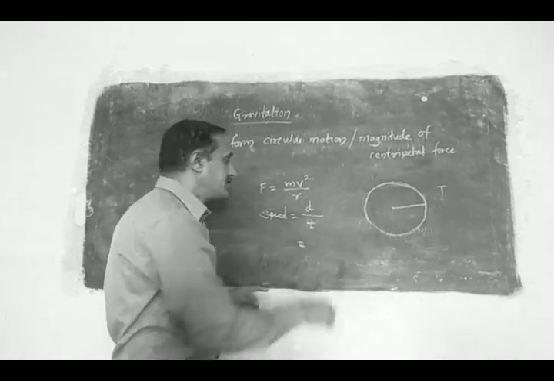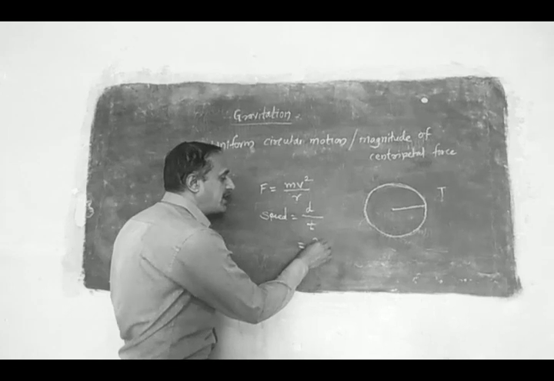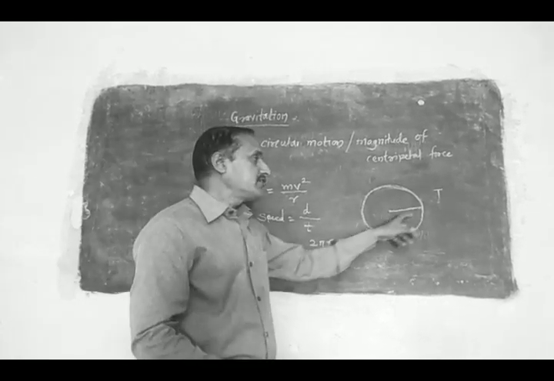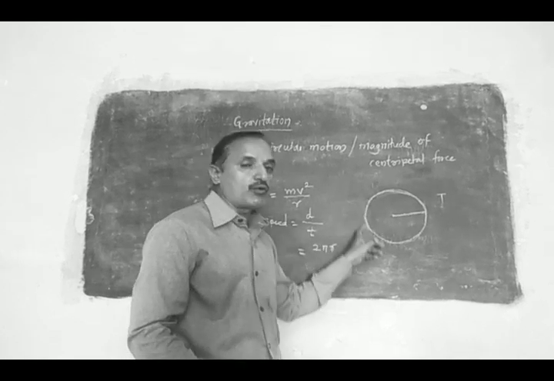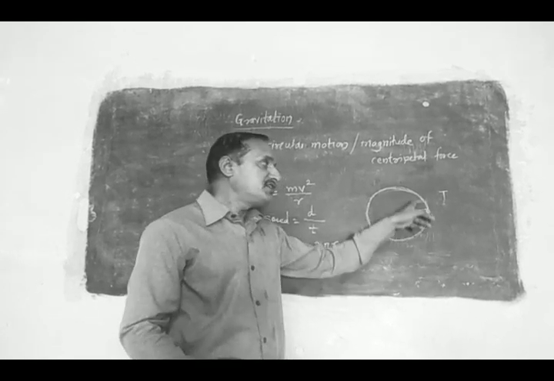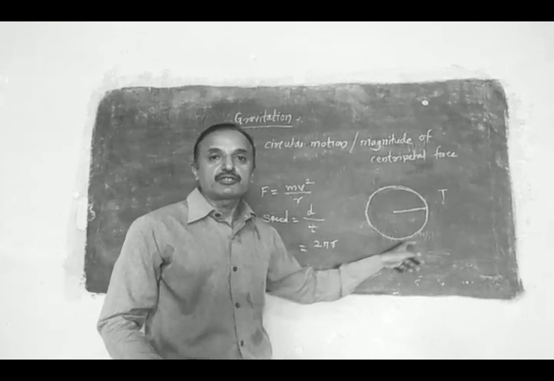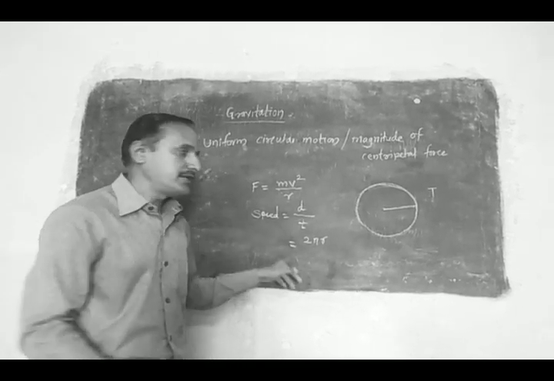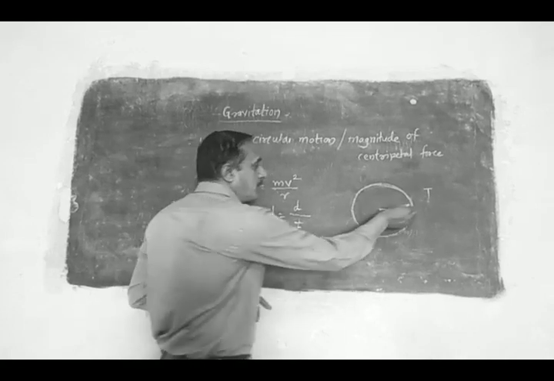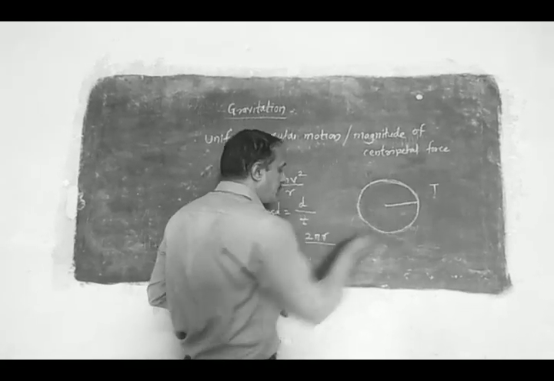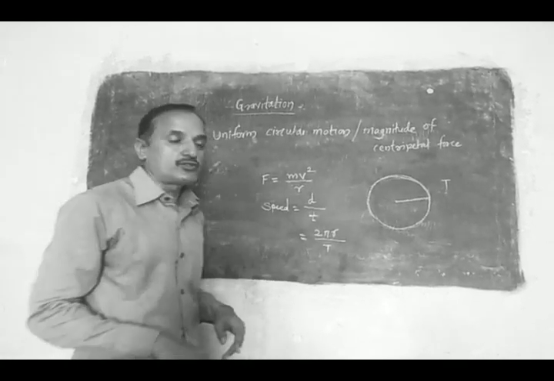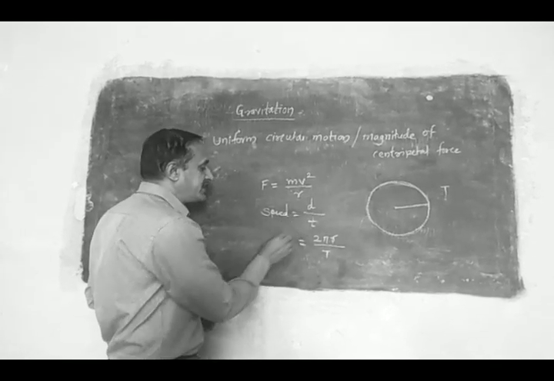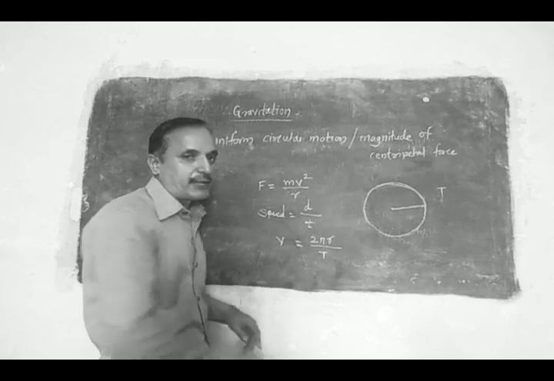So the distance is 2 pi r. It comes when the planet is revolving around the sun, so it completes the distance that is the circumference of the circle, and the circumference of a circle is 2 pi r. The time taken to complete this distance is the capital T. So the speed v is equal to 2 pi r upon T.